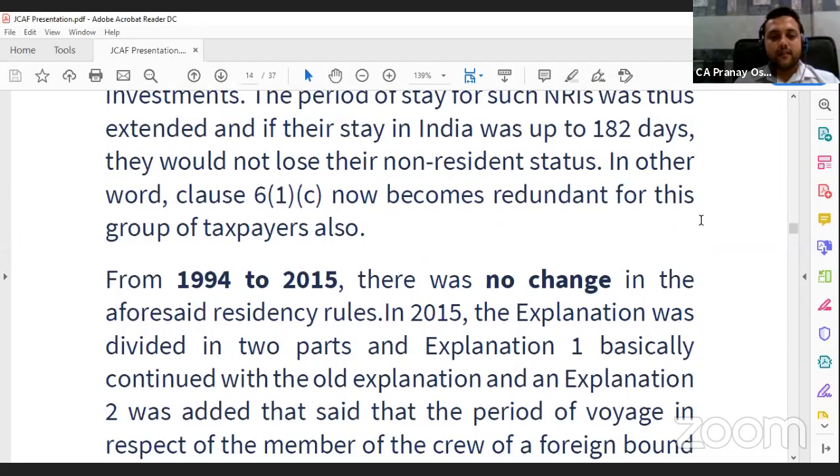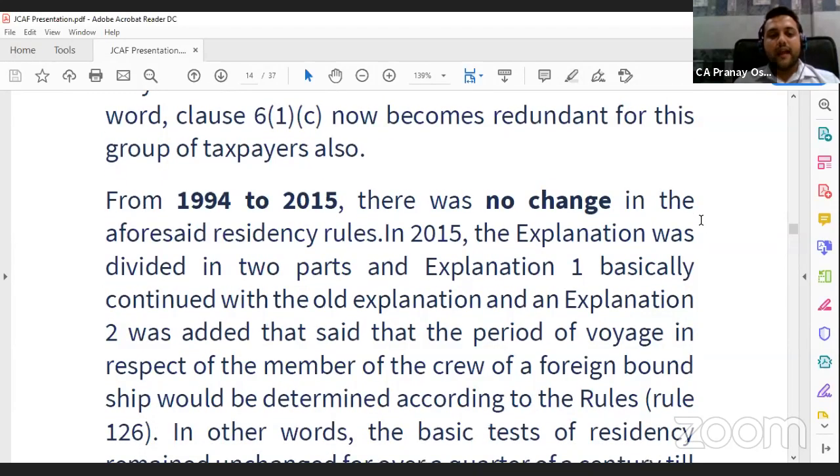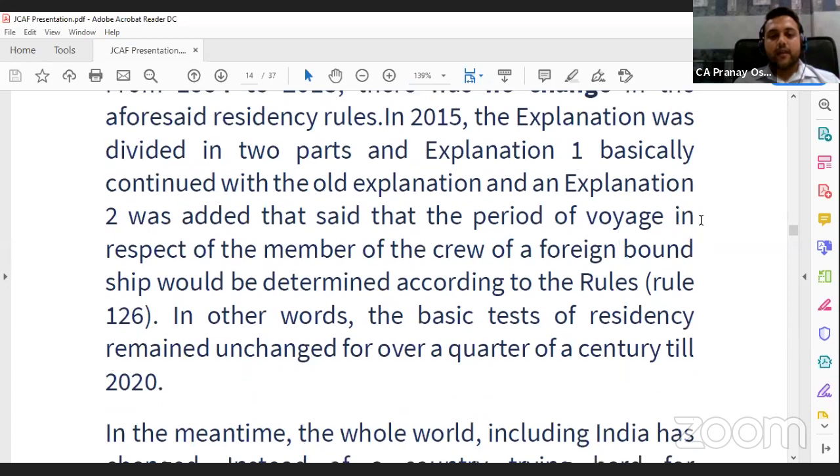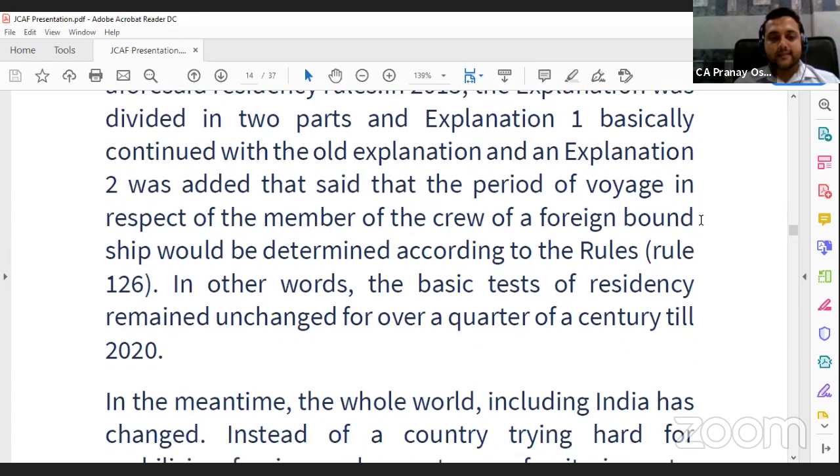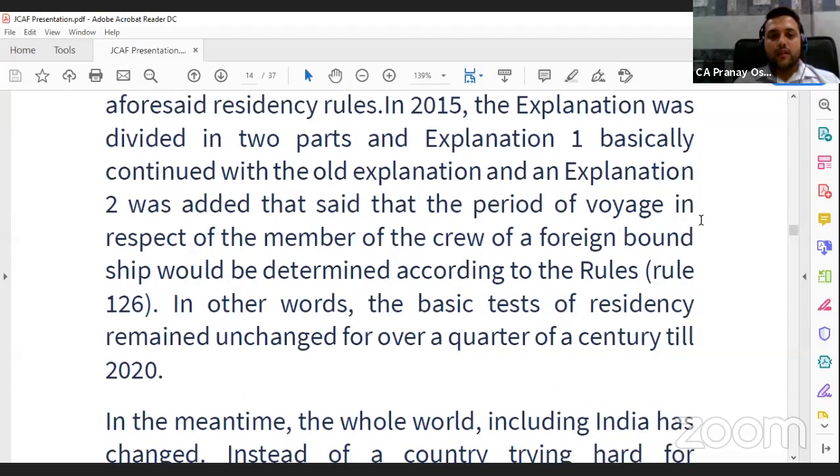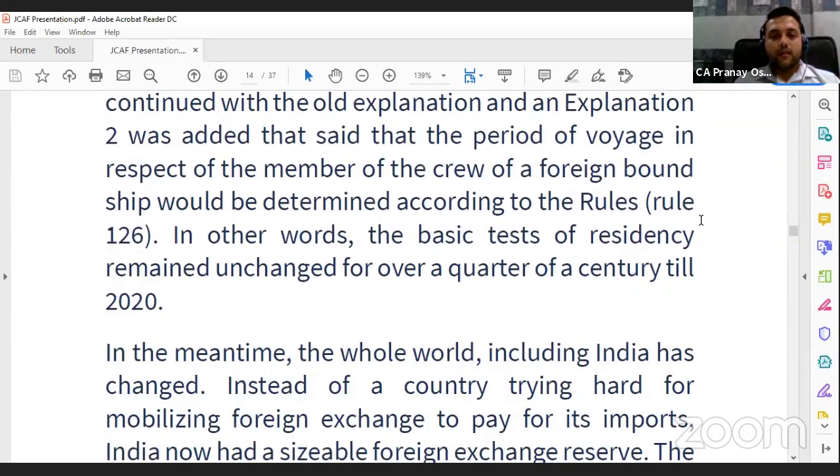Then in 2015, the explanation was divided into two parts. Explanation number 1 basically continued with the old explanation, and explanation number 2 was added, which said that the period of voyage in respect of a member of the crew of a foreign bound ship would be determined according to rule 126. In other words, the basic test of residency remained unchanged for over a quarter of a century till 2020. In 2015, only one explanation was added for the member of a crew of a foreign bound ship. So we can say that till 2020, there was no material substantial change in the residency rule.